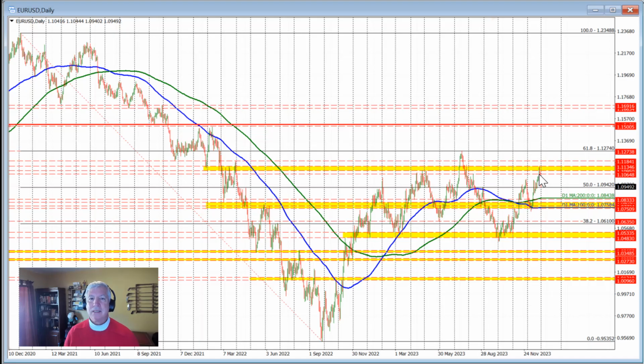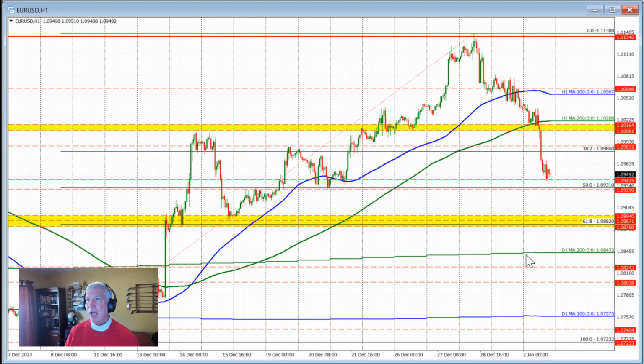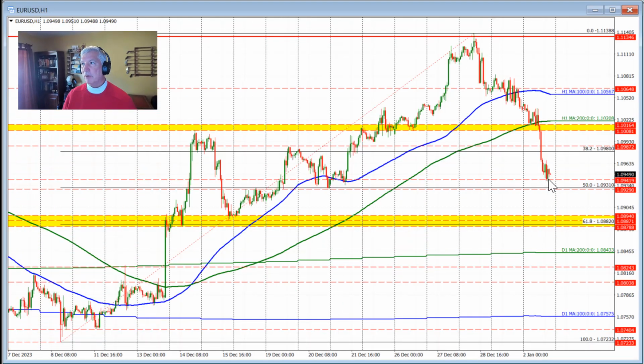So let's call it a successful test of the 50% midpoint level, and the price has moved a little bit more to the upside. We're currently trading around 1.0950. Now let's take a look at the hourly chart and see what happened after testing that level. You can see the number of different times that the price came down to that 42 level. We actually had two hourly bars that went just a little bit below it, down to that 40 level, before rotating back to the upside.